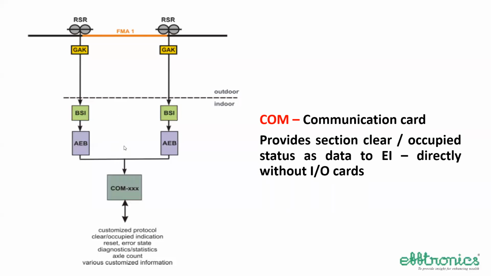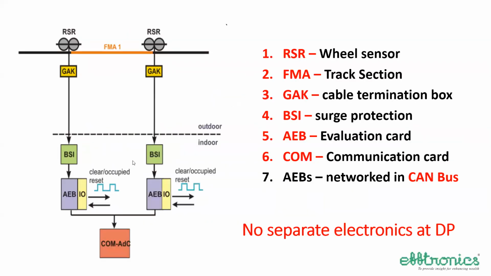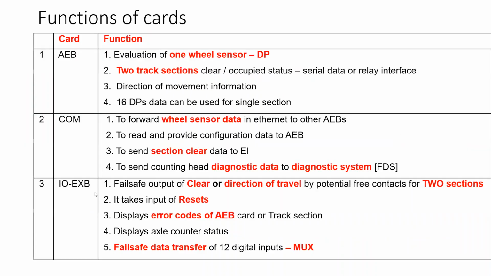Mr. Alivelu has asked where and why the IO EXB is used. When you want a relay to be picked up, or when you want to wire the input from the axle counter to the electronic interlocking, a potential free contact is required. That is provided by the IO card. Similarly, when you are doing the reset, it has to be through a potential free contact that is accepted by it. So for that purpose, the IO card is required. Fail-safe output and direction of travel are also given in potential free contacts. It takes resets and inputs. Of course, it displays the AEB and all, that's a different thing.